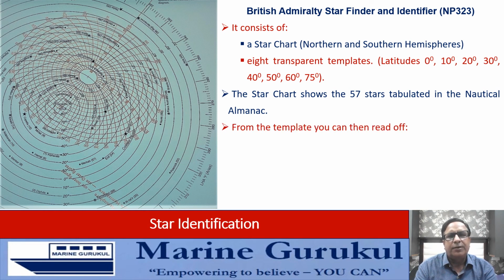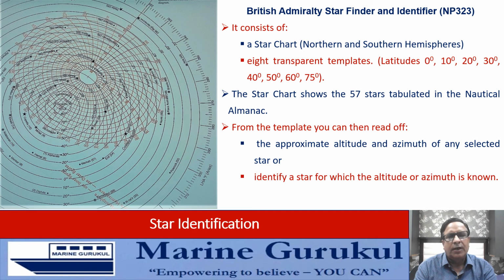From the template, you can read off the approximate altitude and azimuth of any selected star and thereafter use the information for sight taking. Or you can identify a star for which you may be having the altitude and azimuth. The instructions provided with the identifier are explicit, detailed, and the chart is very user friendly.